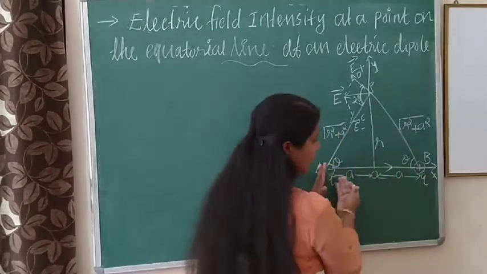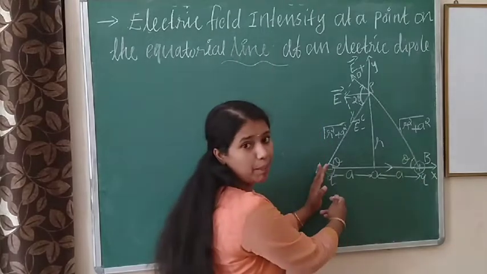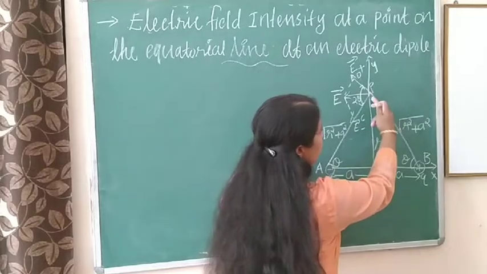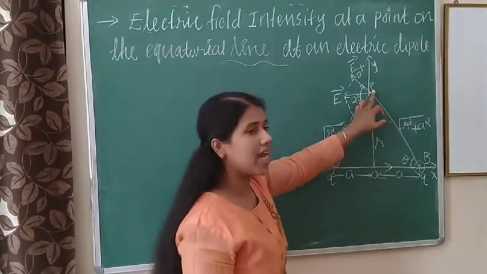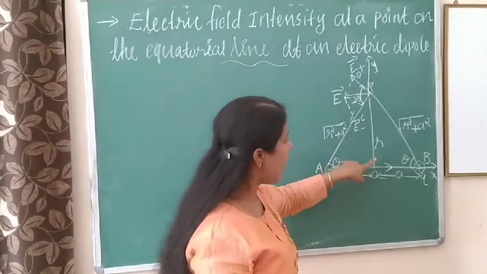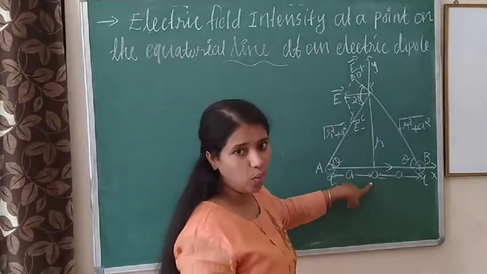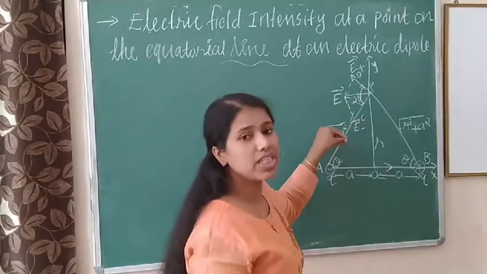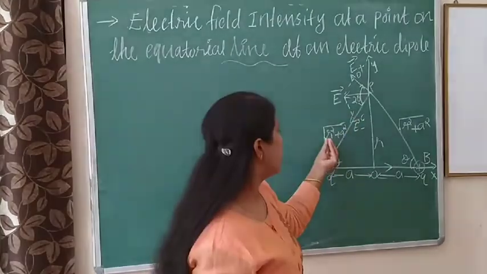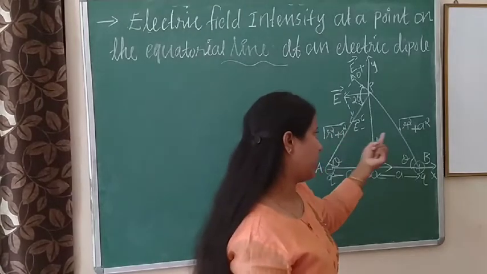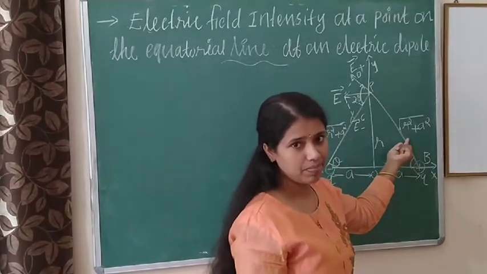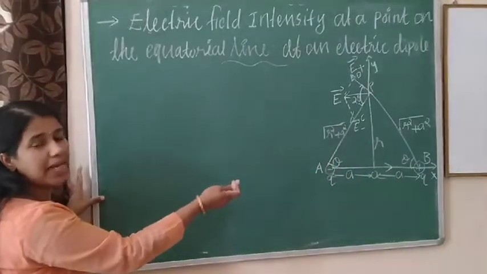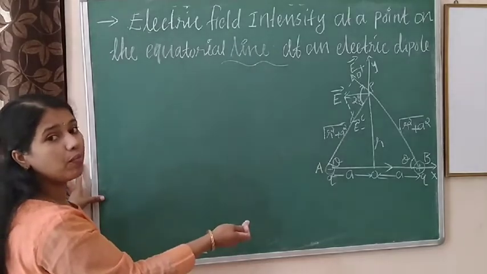Electric dipole, here is AB, charges plus Q and minus Q, with distance 2A. Then we have to calculate the electric field intensity at a point P at distance R from the center O. We know that here is A, here is R. Automatically we use the Pythagoras theorem. We get root of R square plus A square. Here also the same.